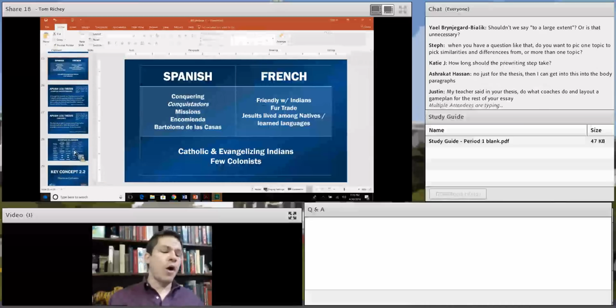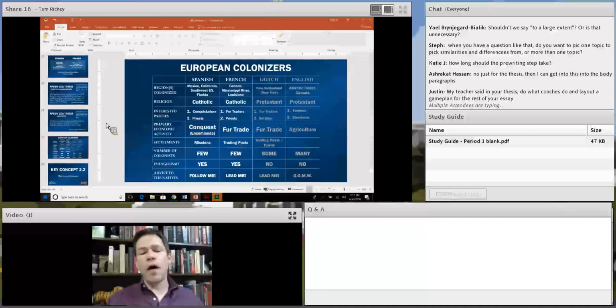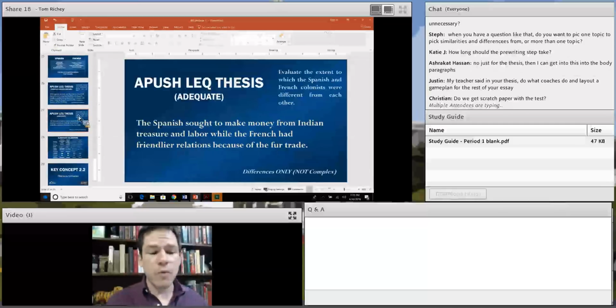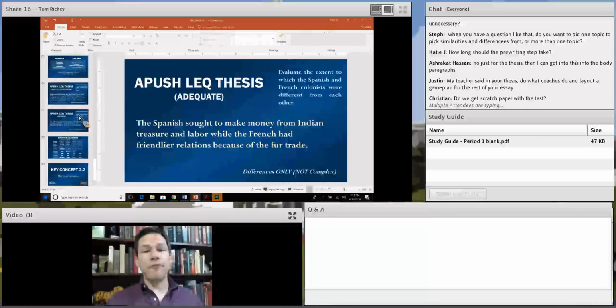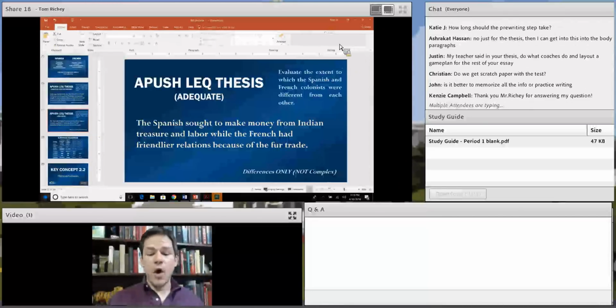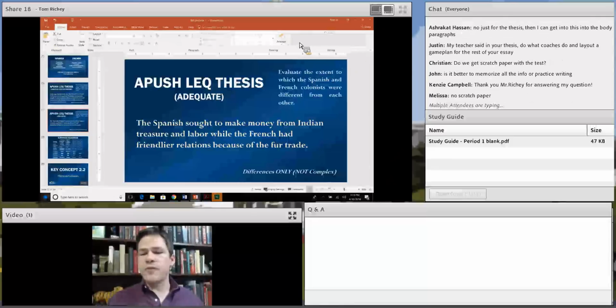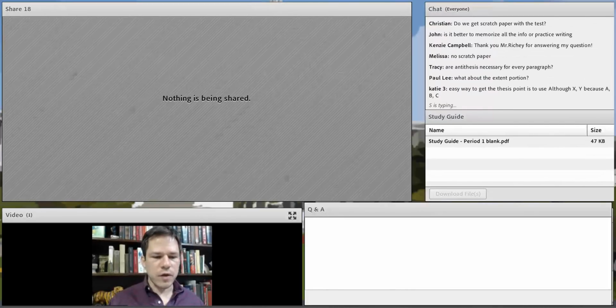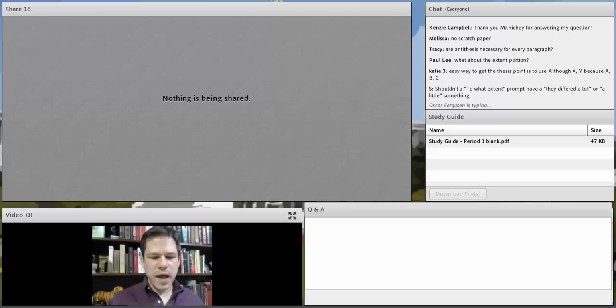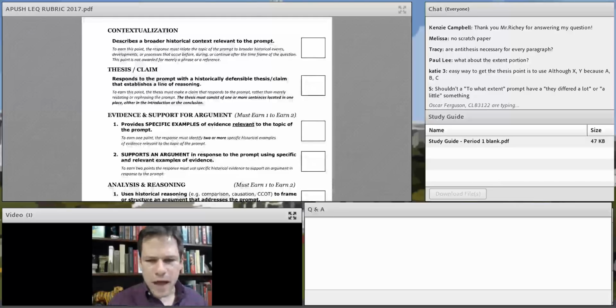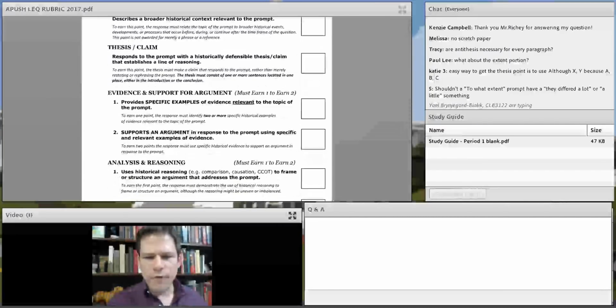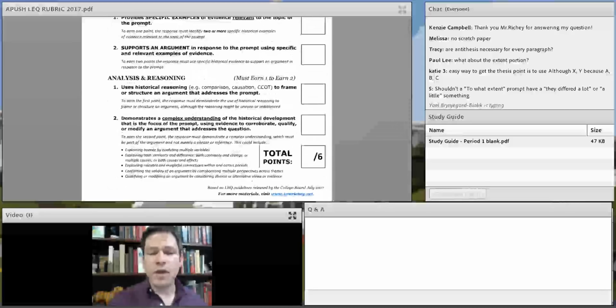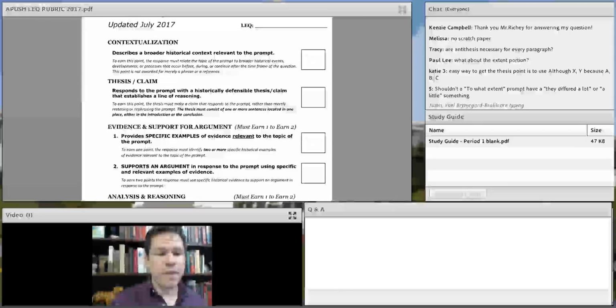And when somebody says, "All I've got to know is that they were different," good luck with that. That's not going to be sufficient for you to present evidence, because on the LEQ you are going to have to present specific evidence in order to get those evidence points. So just to make sure we're clear, let's go into the APUSH DBQ rubric. And some of y'all have thesis formats that your teachers have shared with you, and that's awesome.